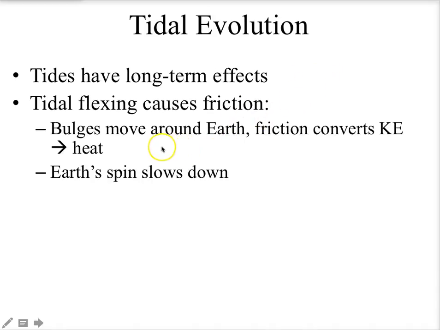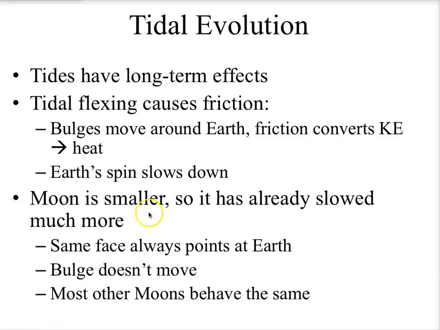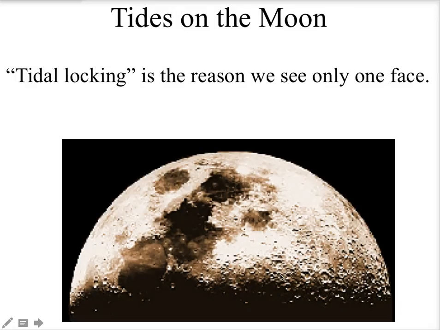These bulges do affect the Earth. The friction gets converted into kinetic energy, which turns into heat, and so the Earth slows down. Okay, the moon is much smaller, and it has already slowed down, and that's why we have the same face always pointed towards the Earth. And if you look in detail at the moon, actually the moon sort of sticks out on the Earth's side. Okay, so tidal locking is what it's called, and that's why we see only one face.